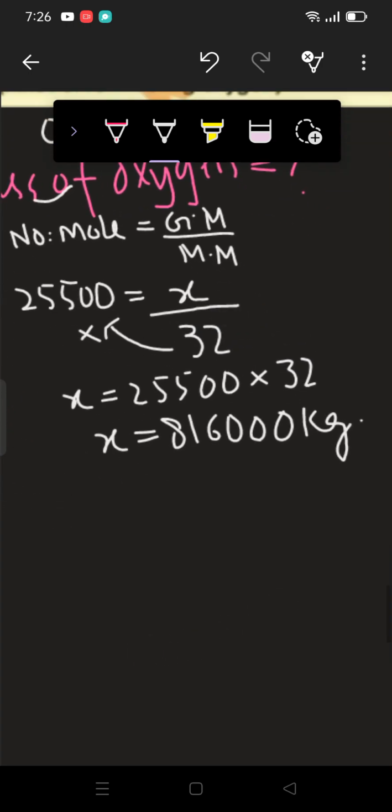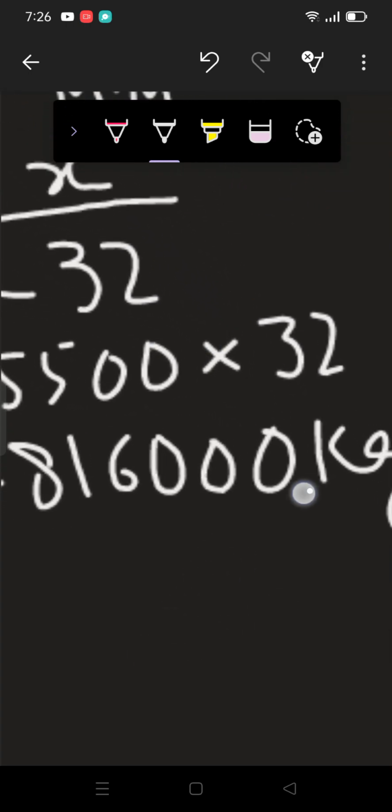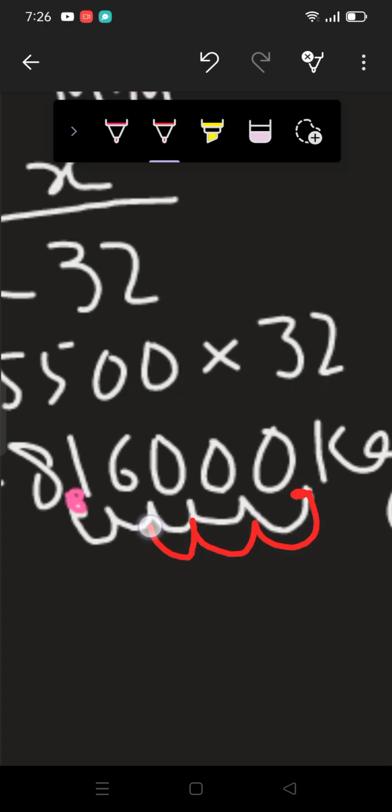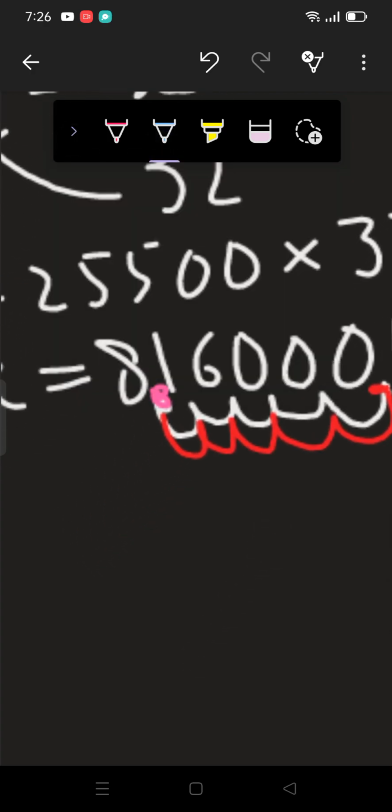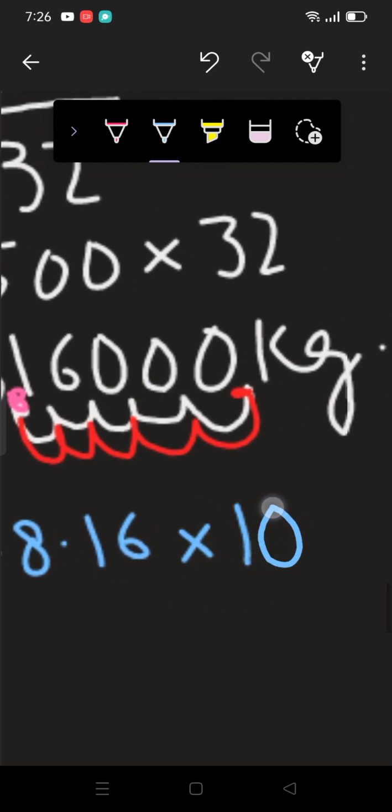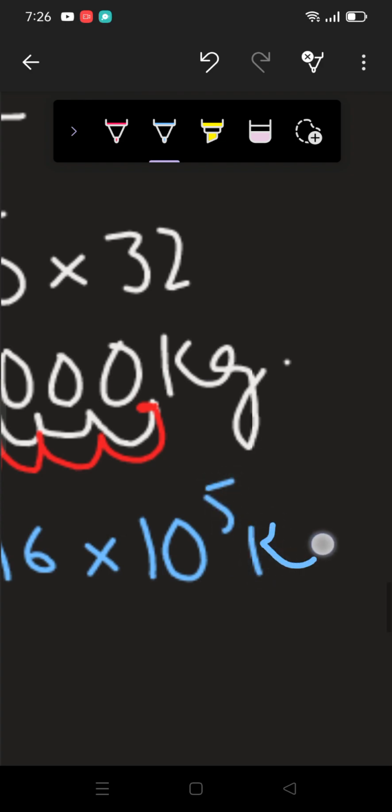We have not found it in gram. Now there is no point shown, which means the point is at the end. It has moved 1 2 3 4 5. We need to bring the point here. How many digits has this point covered? 1 2 3 4 5. This point has covered 5 digits. So I can easily write 8.16 into 10 to the power 5 kg.